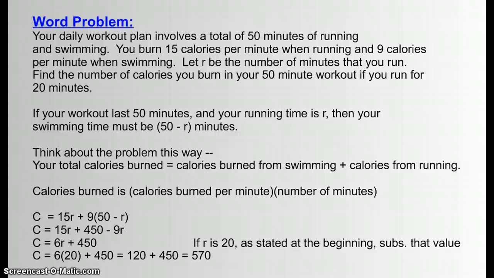So this is going to be calories equals 15R plus 450 minus 9R. You must combine your like terms. We have a 15R and a minus 9R. That becomes a 6R. So it's 6R plus 450. Now we're close. But in the problem, it says find the number of calories you burn if you run for 20 minutes. So in other words, if R is 20. So we're going to substitute 20 for the value of R. So the number of calories burned is 6 times 20 plus 450. That's 120 plus 450. That's 570 calories.